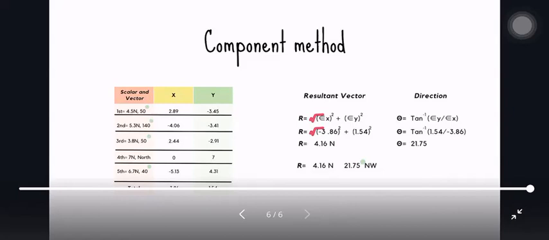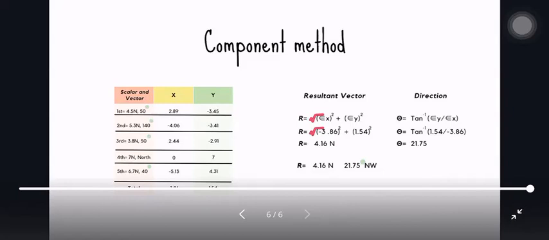And for the direction is theta is the tangent negative 1 sum of y over the sum of x. Tangent negative 1, 1.54 over negative 3.86, and you will get 21.75.